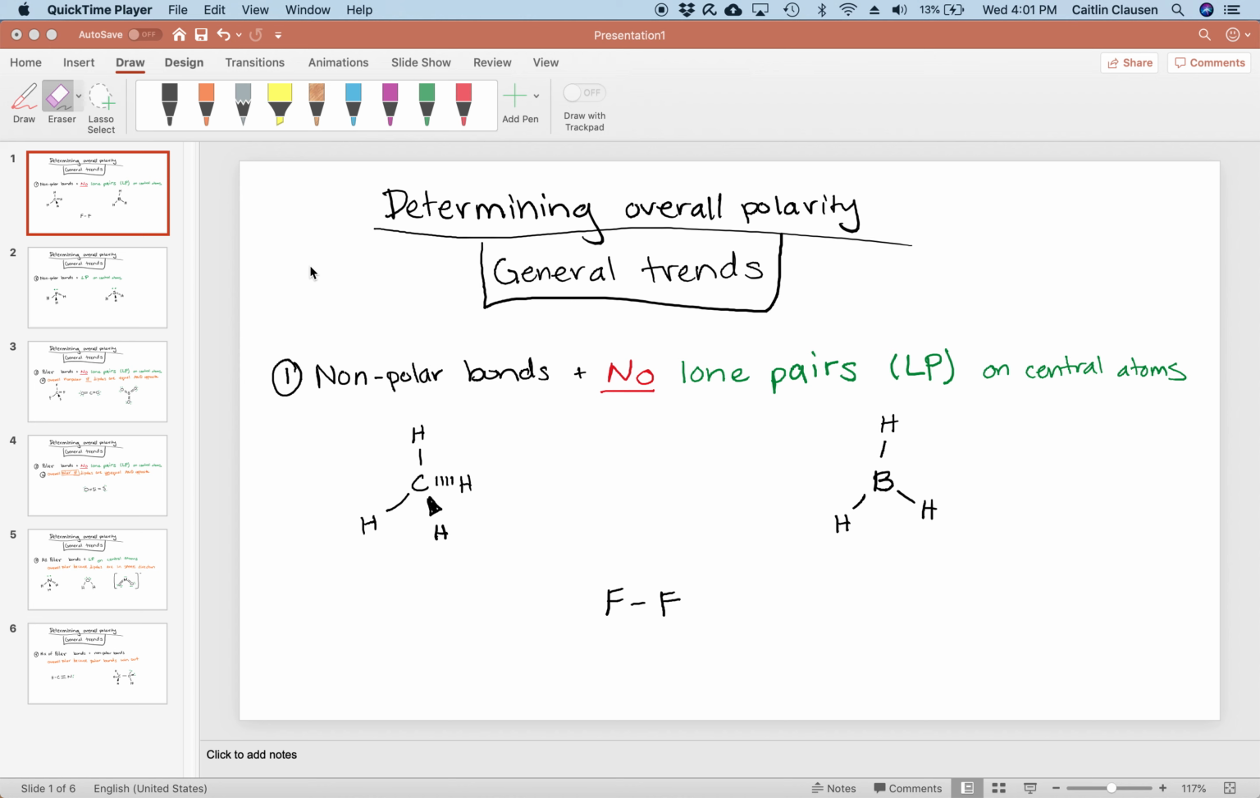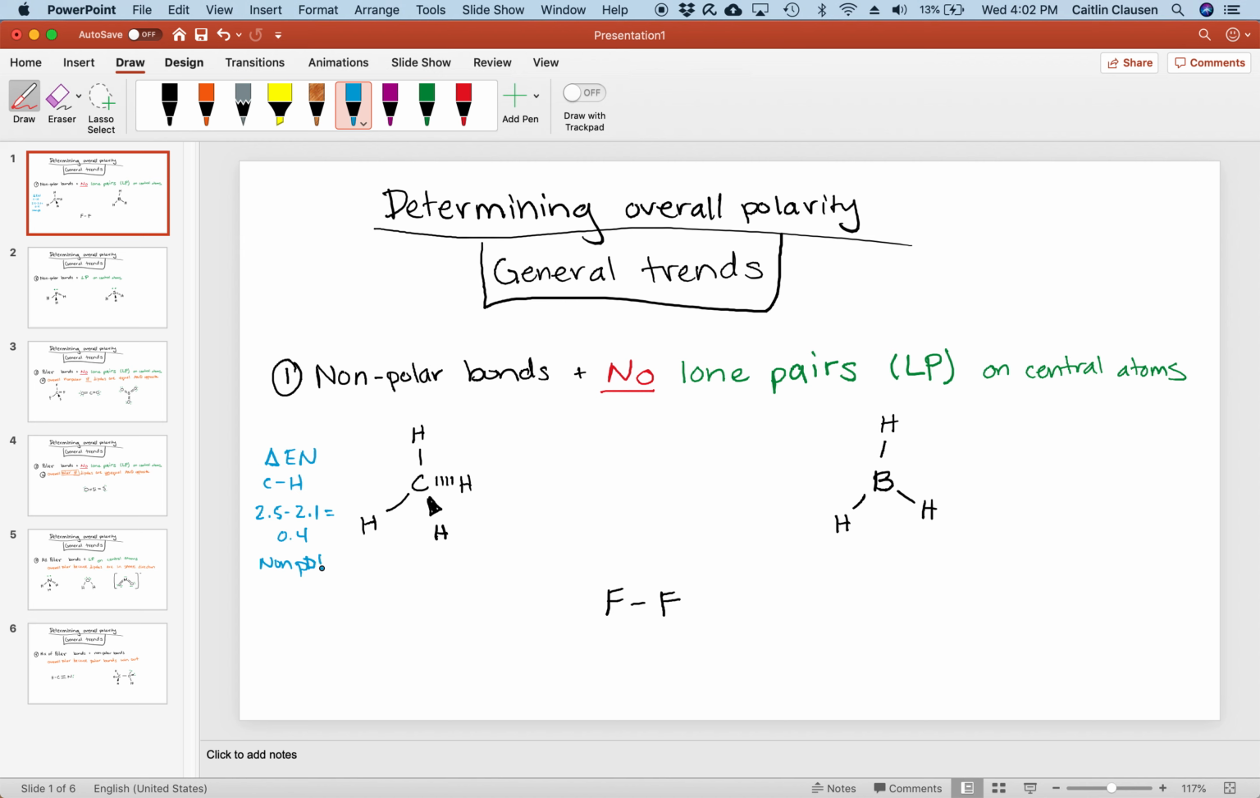So one of the first general trends is nonpolar bonds and no lone pairs on the central atom, or atoms. In those cases, we're always going to start by calculating the delta electronegativity for the bond types in the molecule. For CH4, the bond type is CH. So you'll need to calculate this once, and it applies to each of the 4 bonds. So delta electronegativity, carbon to hydrogen. Carbon is 2.5 minus 2.1 for hydrogen. That gives you 0.4.